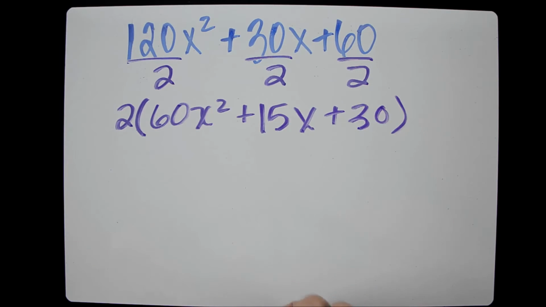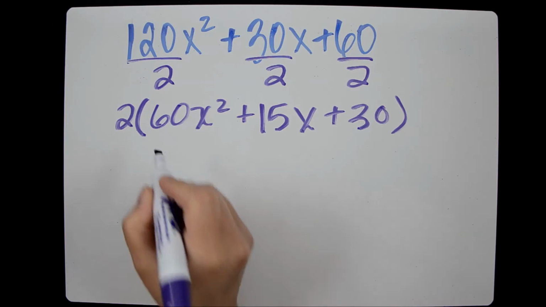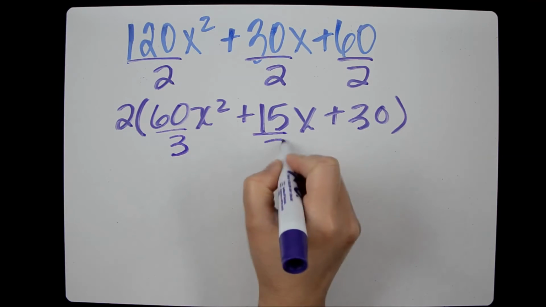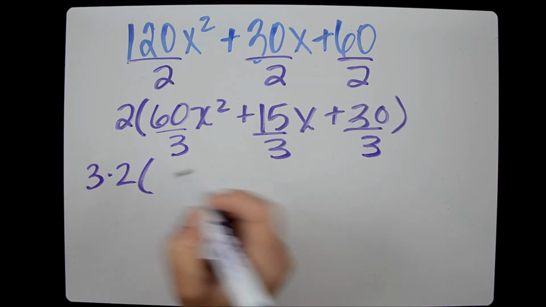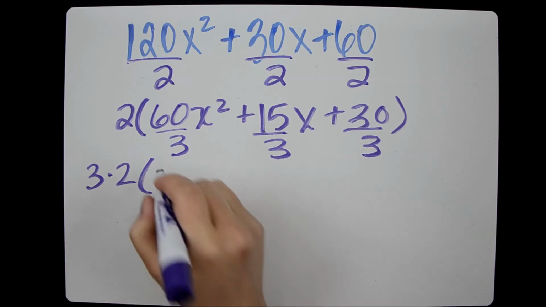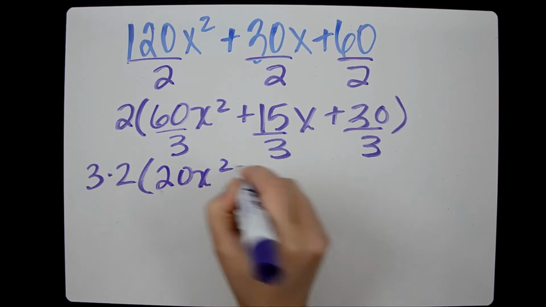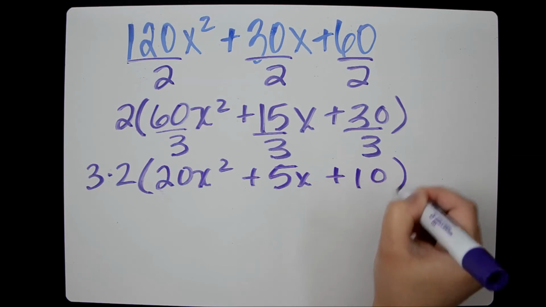And now looking at the three terms, I can tell that 3 can go into each of these terms. So again, not the greatest common factor, but a common factor. Whatever we divide out, we're going to multiply on the outside. And now we're left with, this should say 20x squared, and then 5x, and this becomes 10.